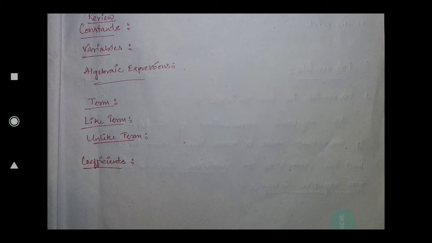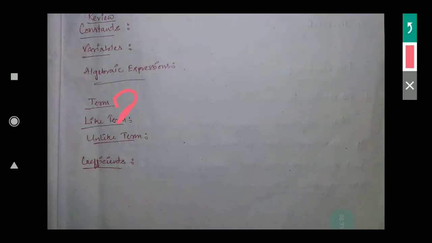Suppose it is given like this, x square divided by 2x. Tell me, how many terms will be there? In this case there is only one term, because addition or subtraction is not there. So this all together I will consider as one term.